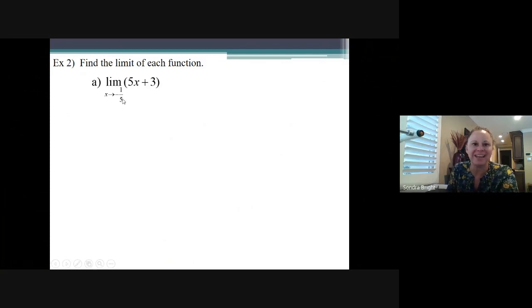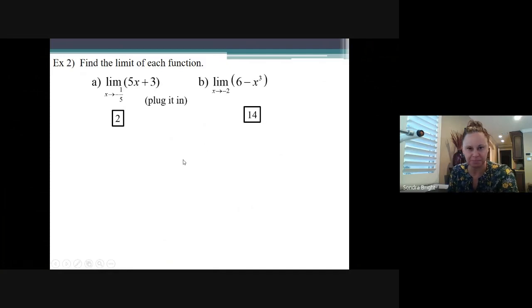The only time you can't plug it in is when you plug it in and you're dividing by 0 or something. So as long as you can plug it in and actually get a value, then limits are super easy to find. You plug it in. So plug in negative 1/5 into x, and you would have 5 times negative 1/5, which is negative 1, and then plus 3 gives you 2. Can you plug in a negative 2 and not get it divided by 0? Sure you can. So here again, plug in a negative 2 into x, and you would have a 6 minus, don't forget, negative 2 cubed is negative 8. So you end up with a positive 14.